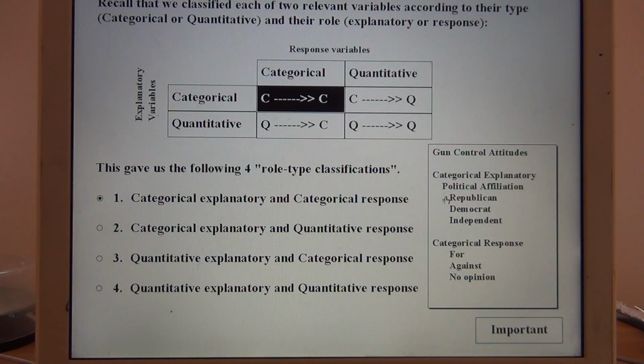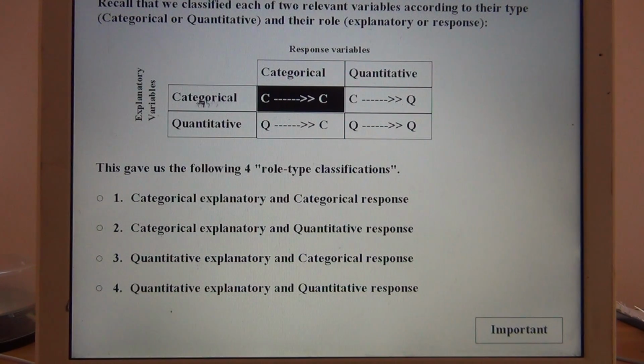So we have Republican, Democratic, and Independent. Well, those are categorical. So this is the explanatory variable, and that's categorical. And the response variable would be attitude towards gun control, and the choices would be for gun control, against it, or no opinion. And that's categorical also. So this would be a case of a categorical explanatory variable and a categorical response variable.